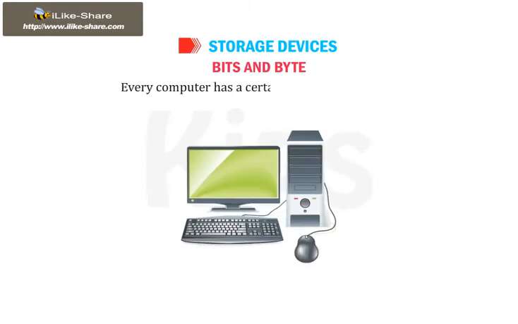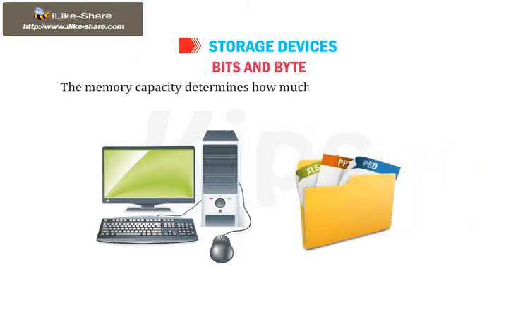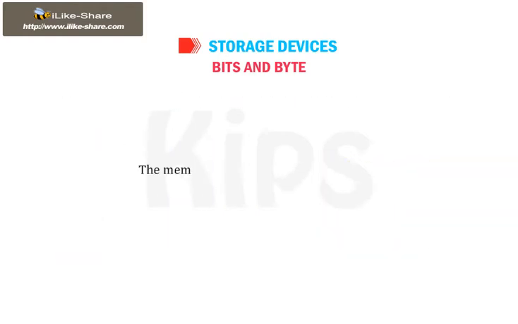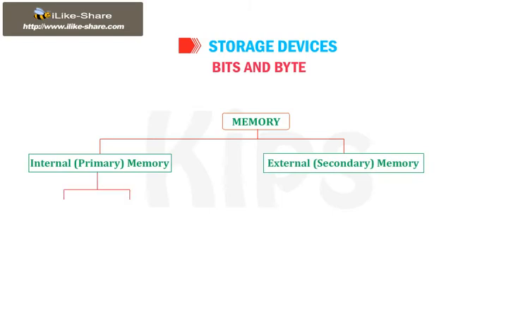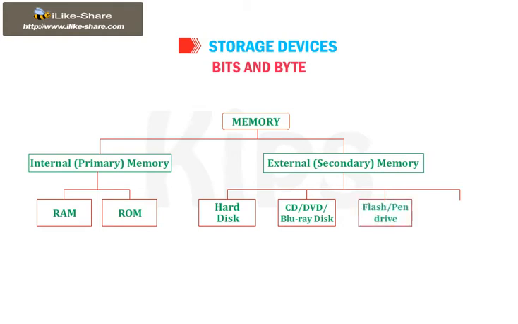Every computer has a certain amount of memory. The memory capacity determines how much data and instructions can be stored in the computer, either temporarily or permanently. The memory of a computer is of two types. Internal memory is primary memory. External memory is secondary memory. Internal memory: RAM, ROM. External memory: hard disk, CD, DVD, Blu-ray disc, flash, pen drive, memory card.